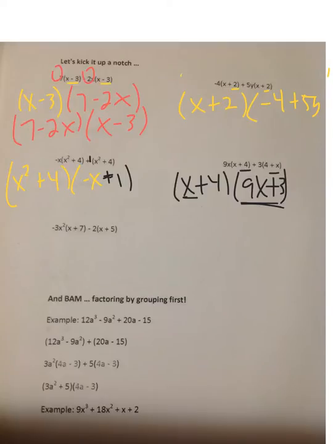I have an x plus 7 and an x plus 5. This is it. This is done. We can't do anything with this because we're not going to string everything together. This is fully factored.